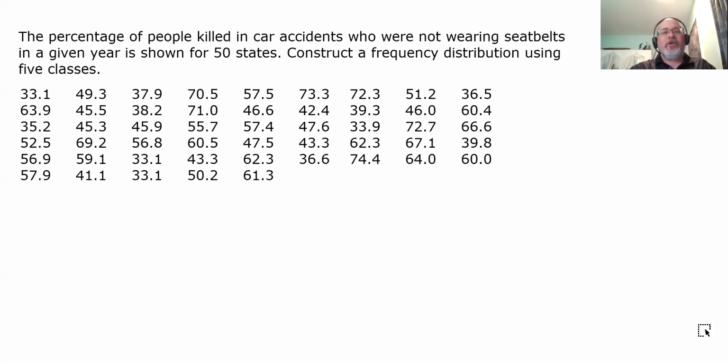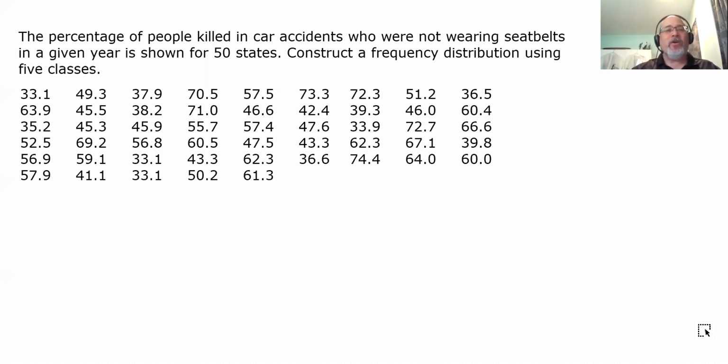The percent of people killed in car accidents who were not wearing seatbelts in a given year is shown for 50 states. I don't know how accurate these numbers are; they're borrowed from an example in the online homework that we're using. Construct a frequency distribution using 5 classes.